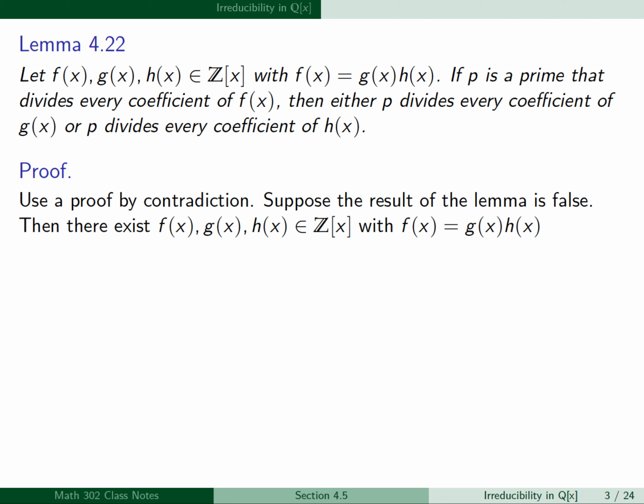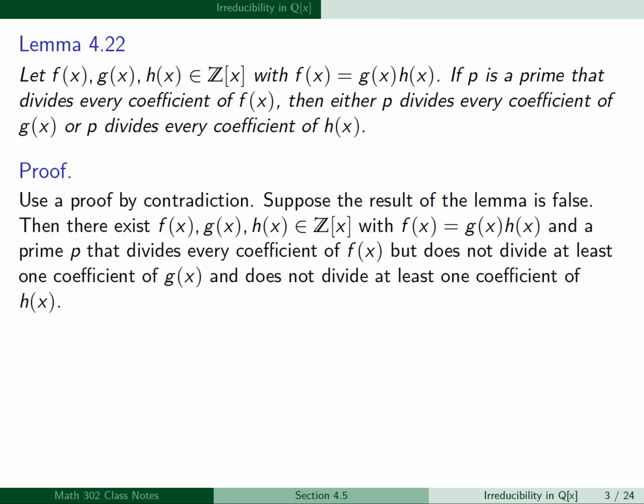Then there exist polynomials f(x), g(x), and h(x) in Z[x] with f(x) equal to g(x)h(x), and a prime p that divides every coefficient of f(x), but does not divide at least one coefficient of g(x), and does not divide at least one coefficient of h(x). We then need to derive a contradiction.